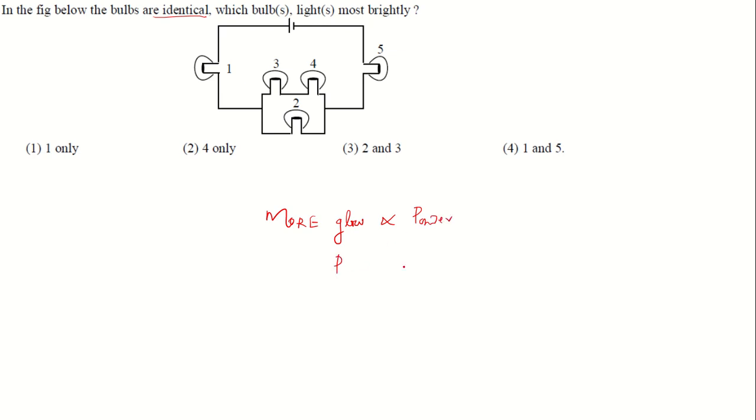So here the power consumption is equal to I square into R, simply, and some elements are in series, hence the one with more current gets more power. So we can visualize more current in the first one, but here it divides into 2, but again combines here. So 1 and 5 are the important ones: more current flows, and hence more glow for 1 and 5. A good question.